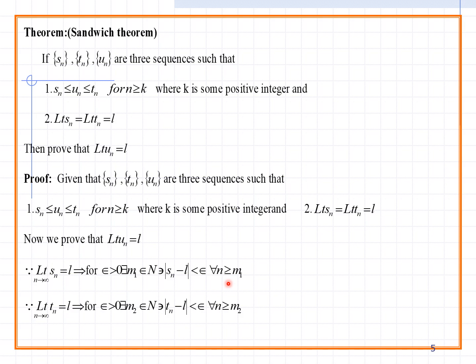Here we consider three sequences, so we can consider m1 and m2. But before that, there are the two sequences Sn and Tn, so I can take two existence values: the first is m1 and the second is m2. Limit n tends to infinity, Tn equals L: for epsilon greater than 0, there exists m2 belonging to N such that modulus Tn minus L is less than epsilon for all n greater than or equal to m2. So I can take the two convergence properties: one related to Sn, the second related to Tn.